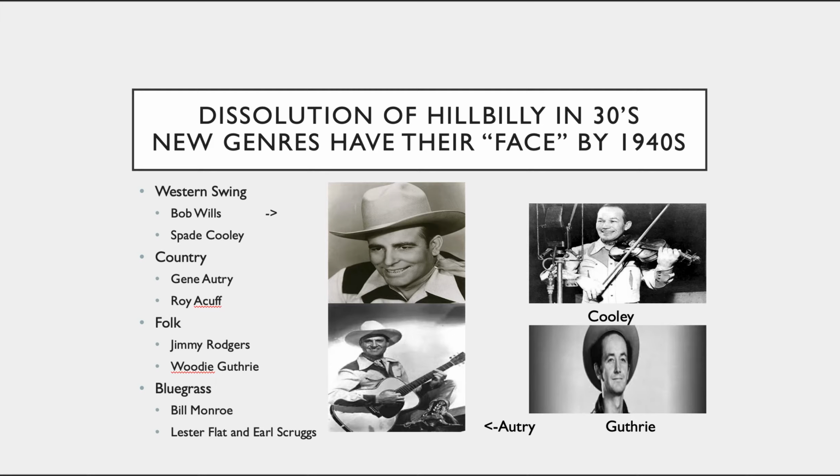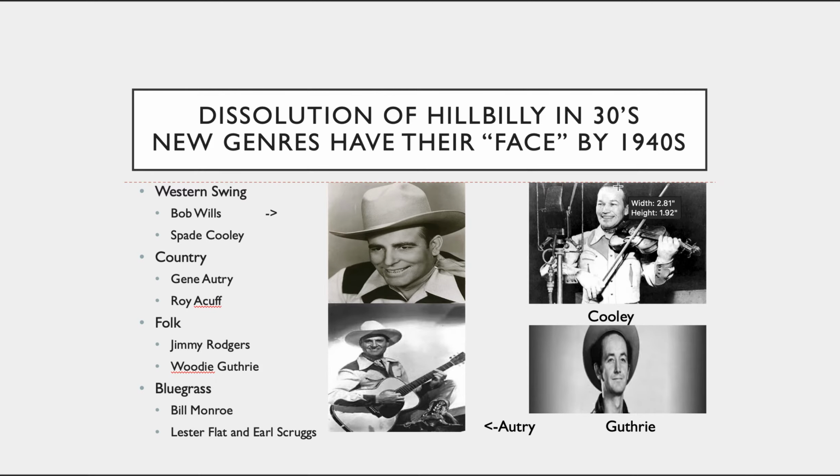And so now, instead of saying, oh, that just falls under this big umbrella term, now the record companies are realizing that if we recognize that Bob Wills as a Western swing artist is doing stuff that's different from Gene Autry as a country artist, or Jimmy Rogers as a folk artist, or Bill Monroe as a bluegrass artist, we can sell to all of these marketplaces individually. I think that looks probably a little bit better. And certainly make a little bit more money as a result.